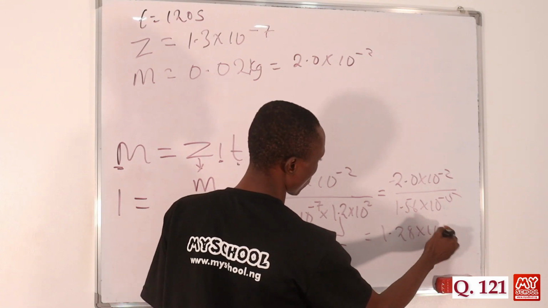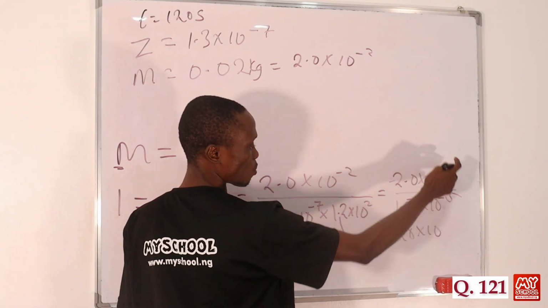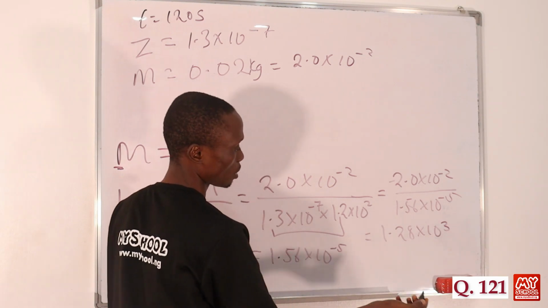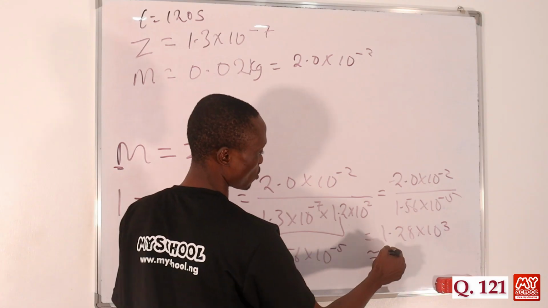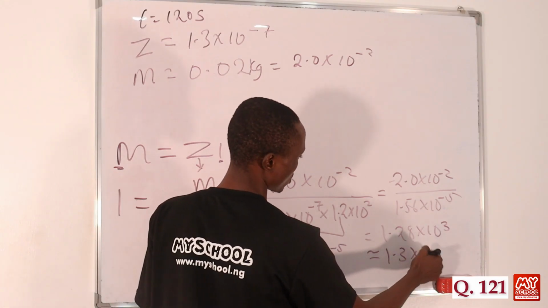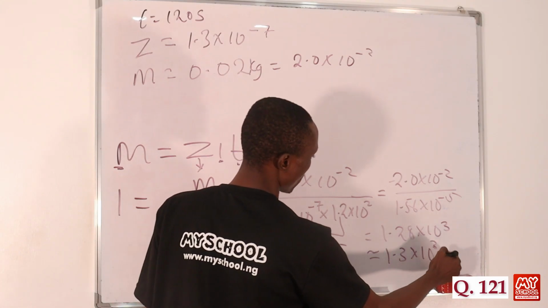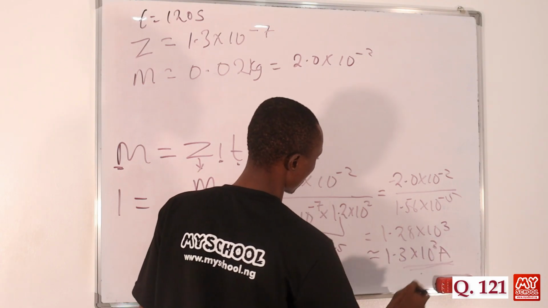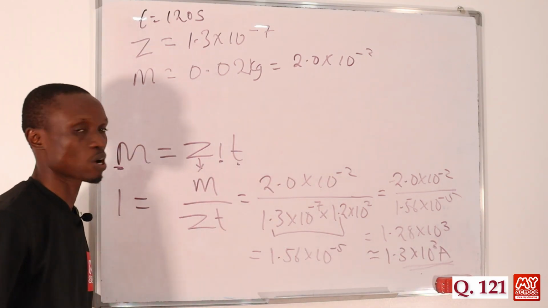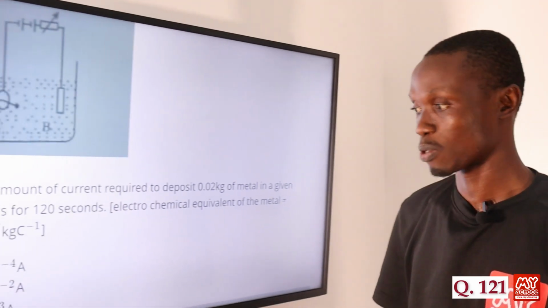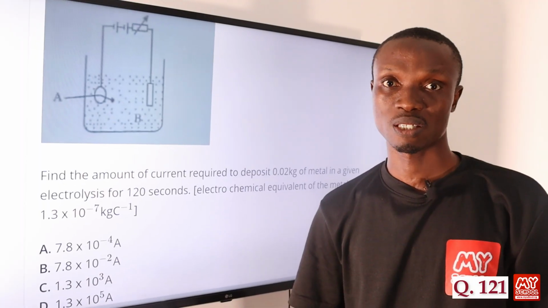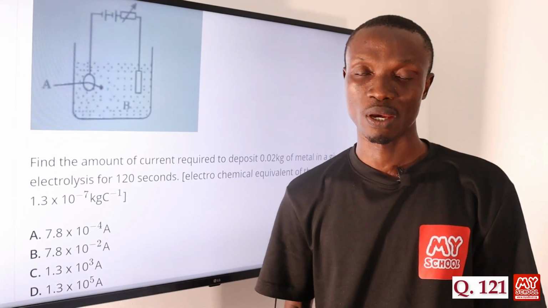Then times 10 raised to power, of course, when this moves up, we'll be having 3 here. If we are to put this to 2 decimal places, we'll be having 1.3 times 10 raised to power 3 amperes, since we are talking about current. So let's move over to the screen to pick the correct answer to this question, and that is option C, 1.3 times 10 raised to power 3 amperes.